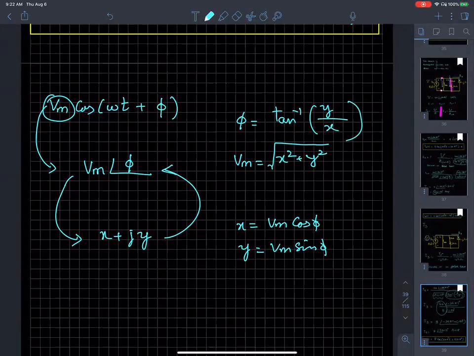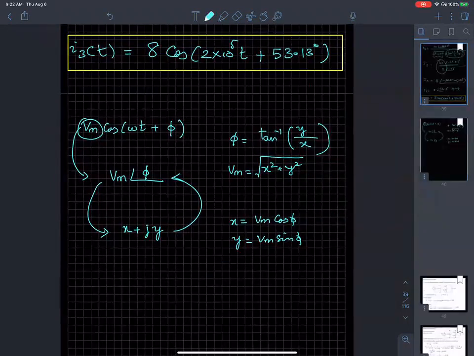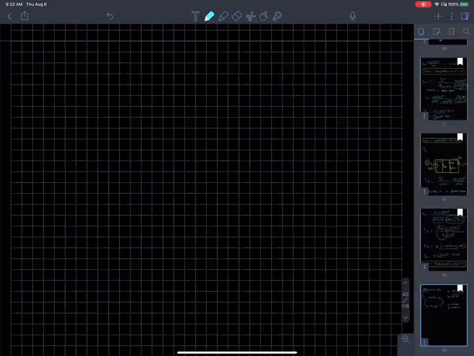We'll look at some examples to see if we can convert back and forth between these two. Questions, please. Questions so far. Okay, so let's look at one more example. We have about 15 minutes of time. Example 2.